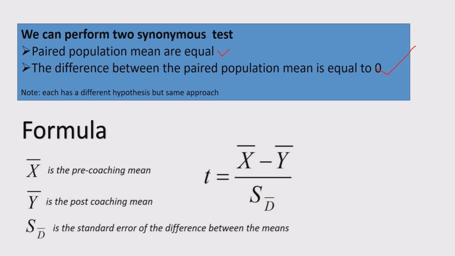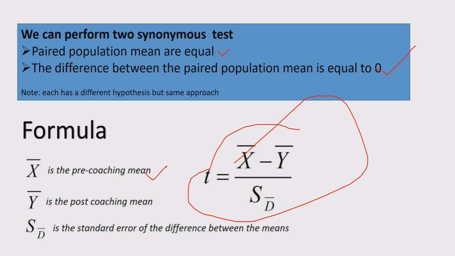Then your alternative hypothesis will be that their population means are not equal. That means there's a difference between the pre-test and the post-test, or the difference between their means is not equal to 0. So this is their formula in case you want to solve it physically. This is the formula you should use, and these are the variables that are contained in the formula.